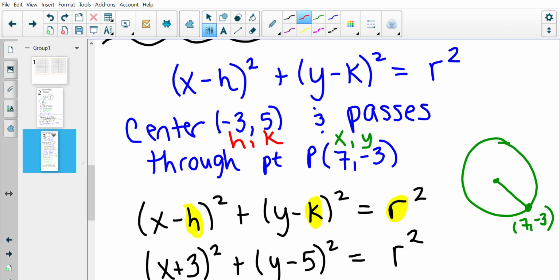So we could have used the distance formula between the center, negative 3, 5, and the point 7, negative 3. We could have used the distance formula to find our radius and then square it. So that would have been another method. All right, let's move on to another problem.